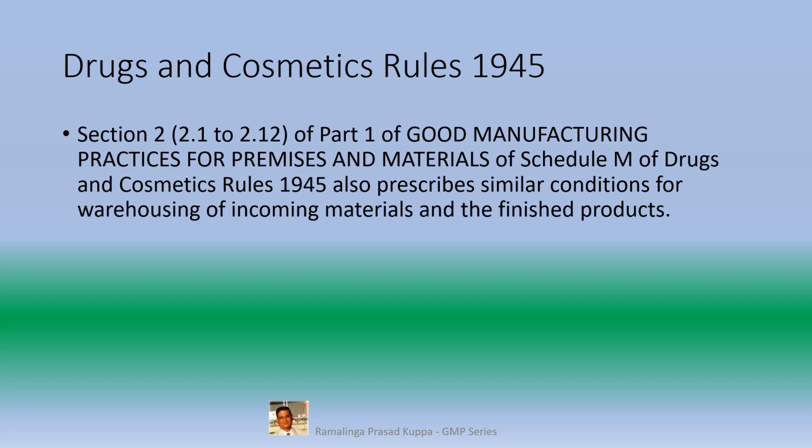Drugs and Cosmetics Rules 1945. Section 2, from 2.1 to 2.12 of Part 1 of Good Manufacturing Practices for premises and materials of Schedule M of Drugs and Cosmetics Rules 1945, also prescribes similar conditions for warehousing of incoming materials and the finished products. Drugs and Cosmetics Rules 1945 gives some generic information on storage and distribution of pharmaceutical products in section 2 of Schedule M.